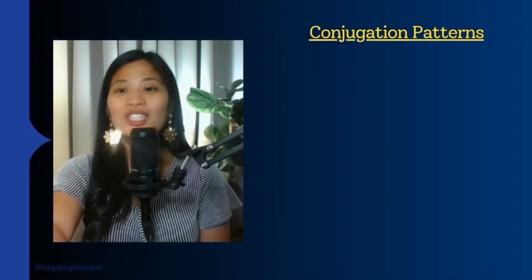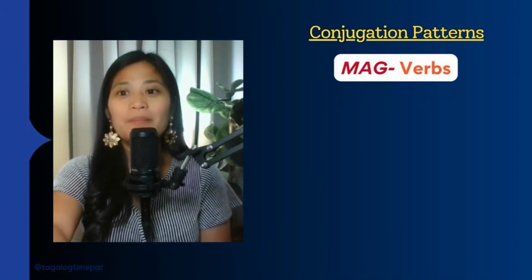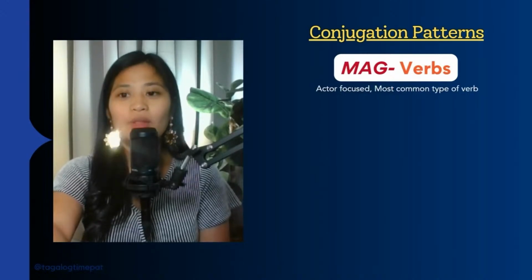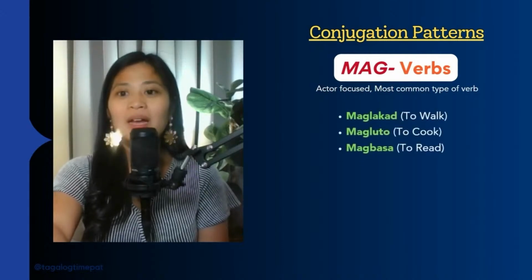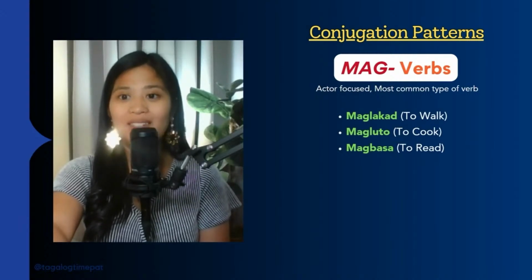Alrighty, so let's go ahead and jump right into these conjugation patterns. We will start with the mag verbs. They are usually actor focused, and they are the most common type of verb in Tagalog. Here are some examples. Maglakad, to walk. Magluto, to cook. Magbasa, to read.